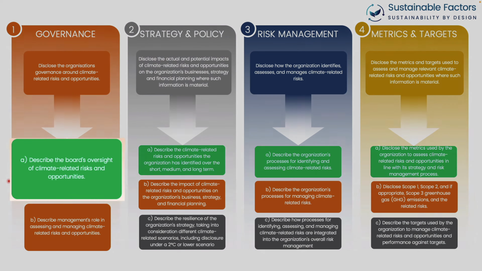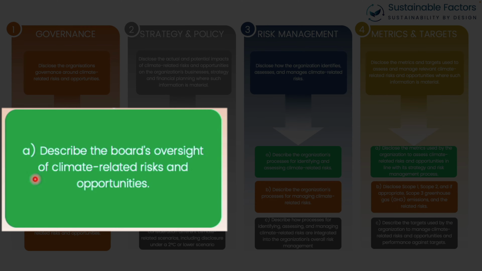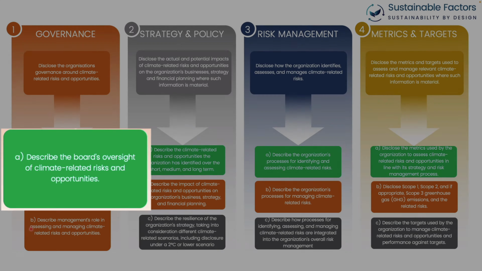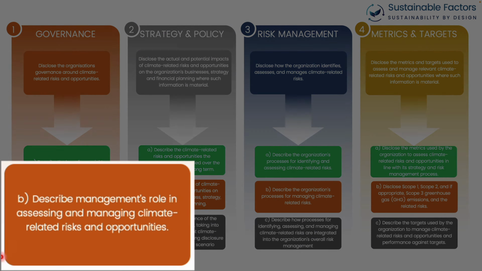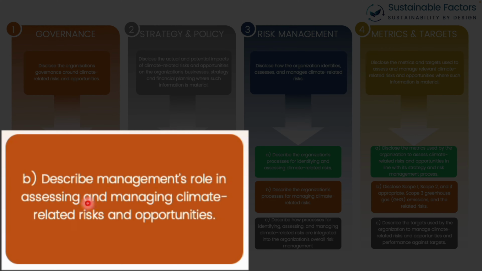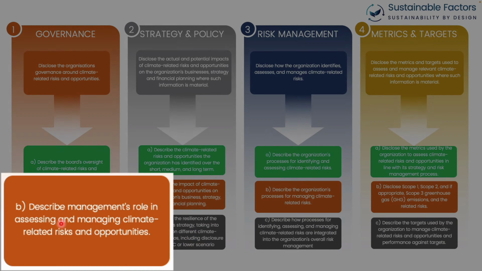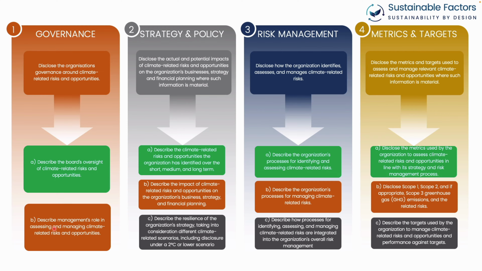So the first one here is a description of the board's oversight of climate-related risks and opportunities. And the second one is a description of the management's role in assessing and managing climate-related risks and opportunities. So the idea here is when you start to produce such descriptions, you'll be creating those outputs that will deliver the required outcome.